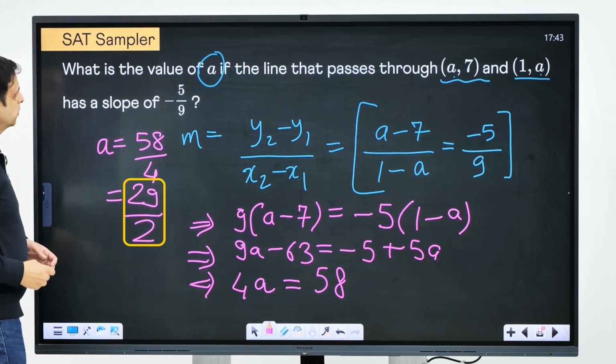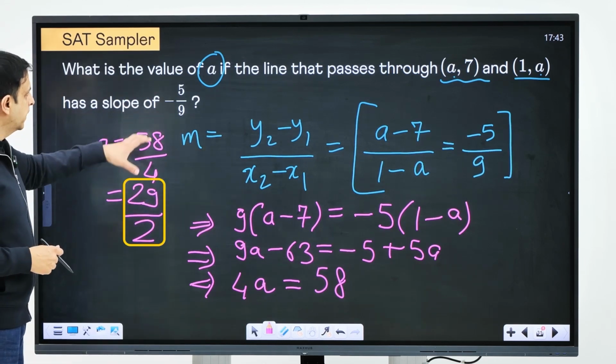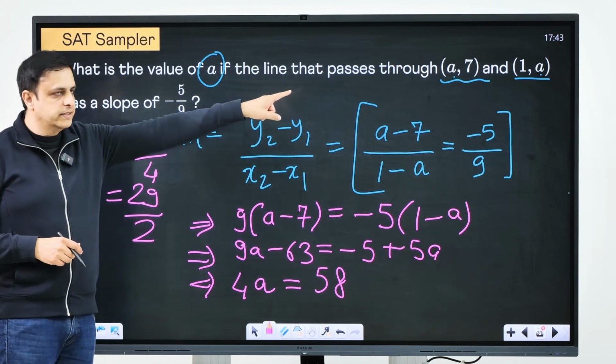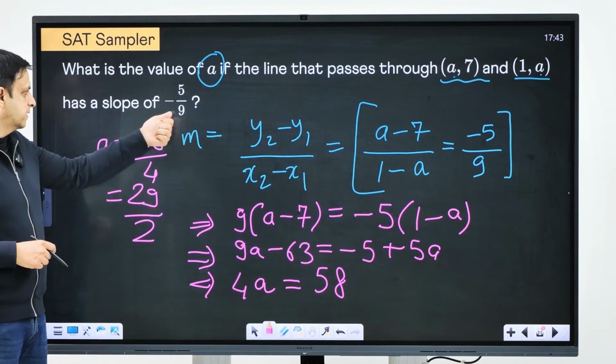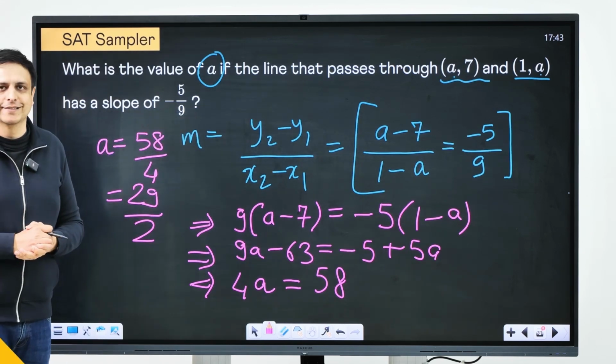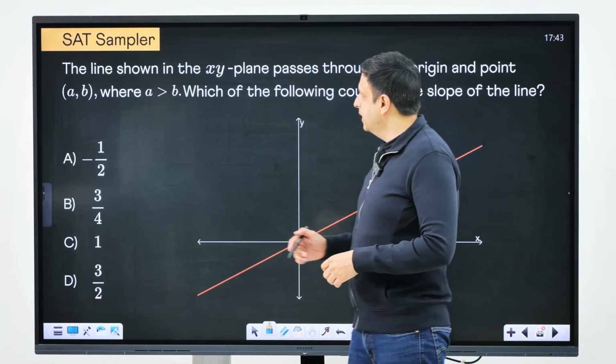So 29 over 2 is the value of a for which the line passing through those 2 points will have this slope of negative 5/9.